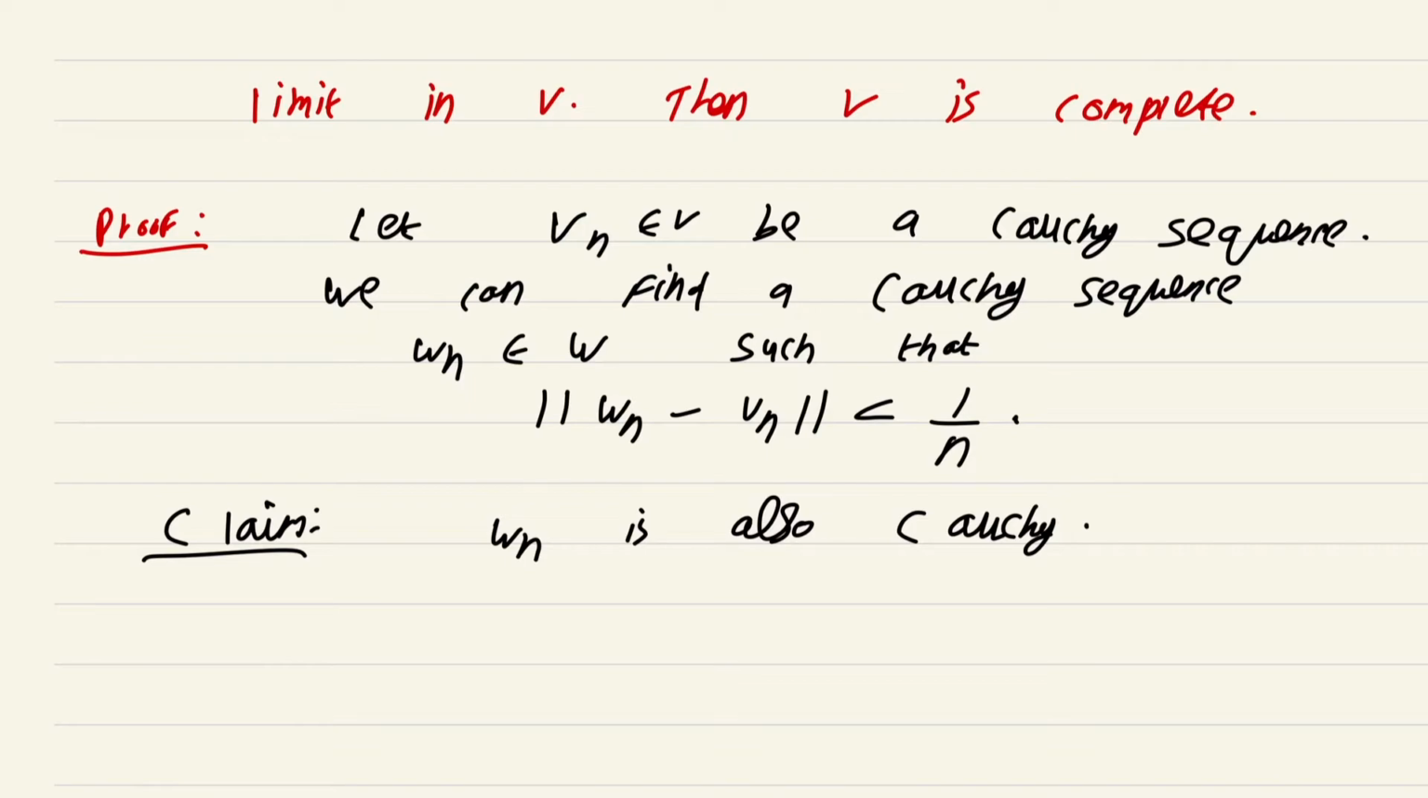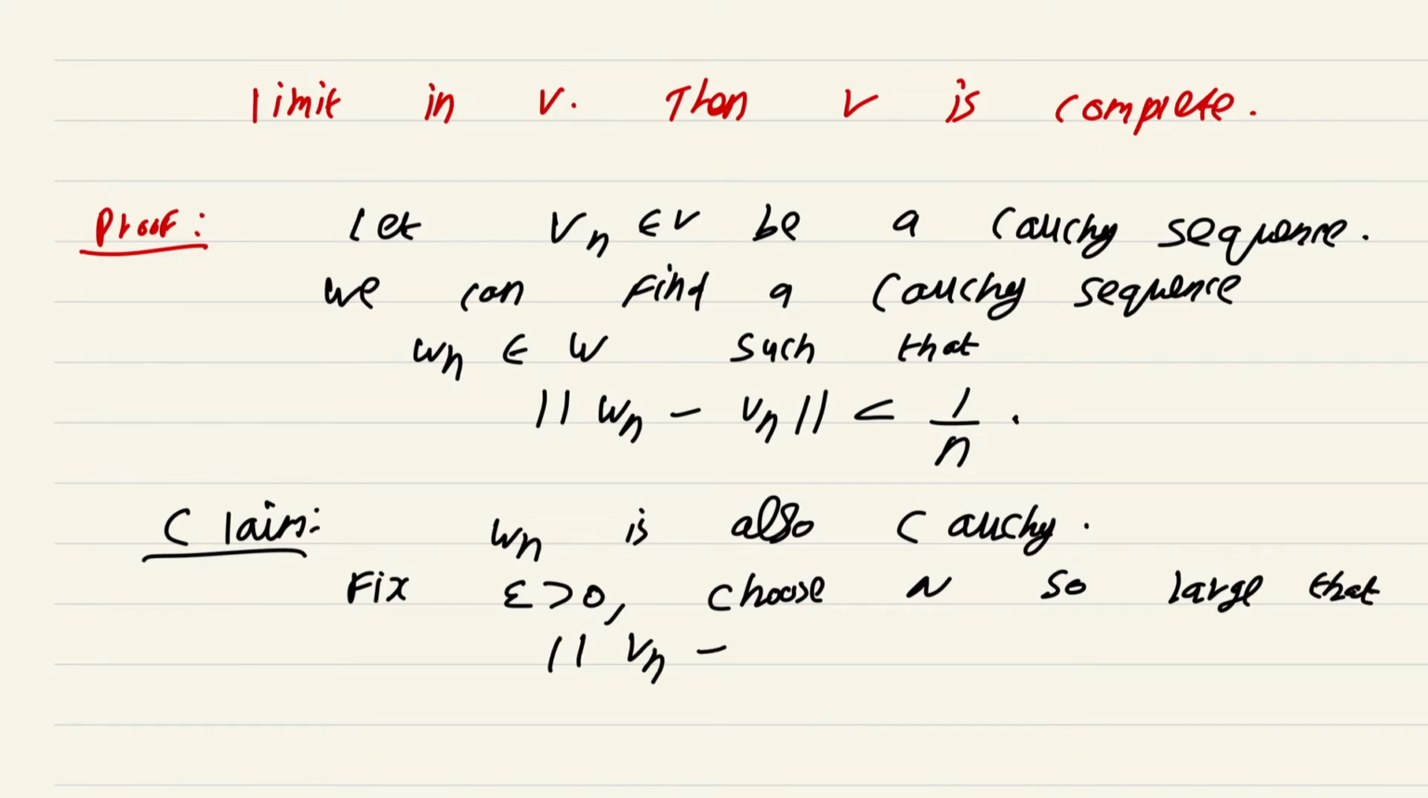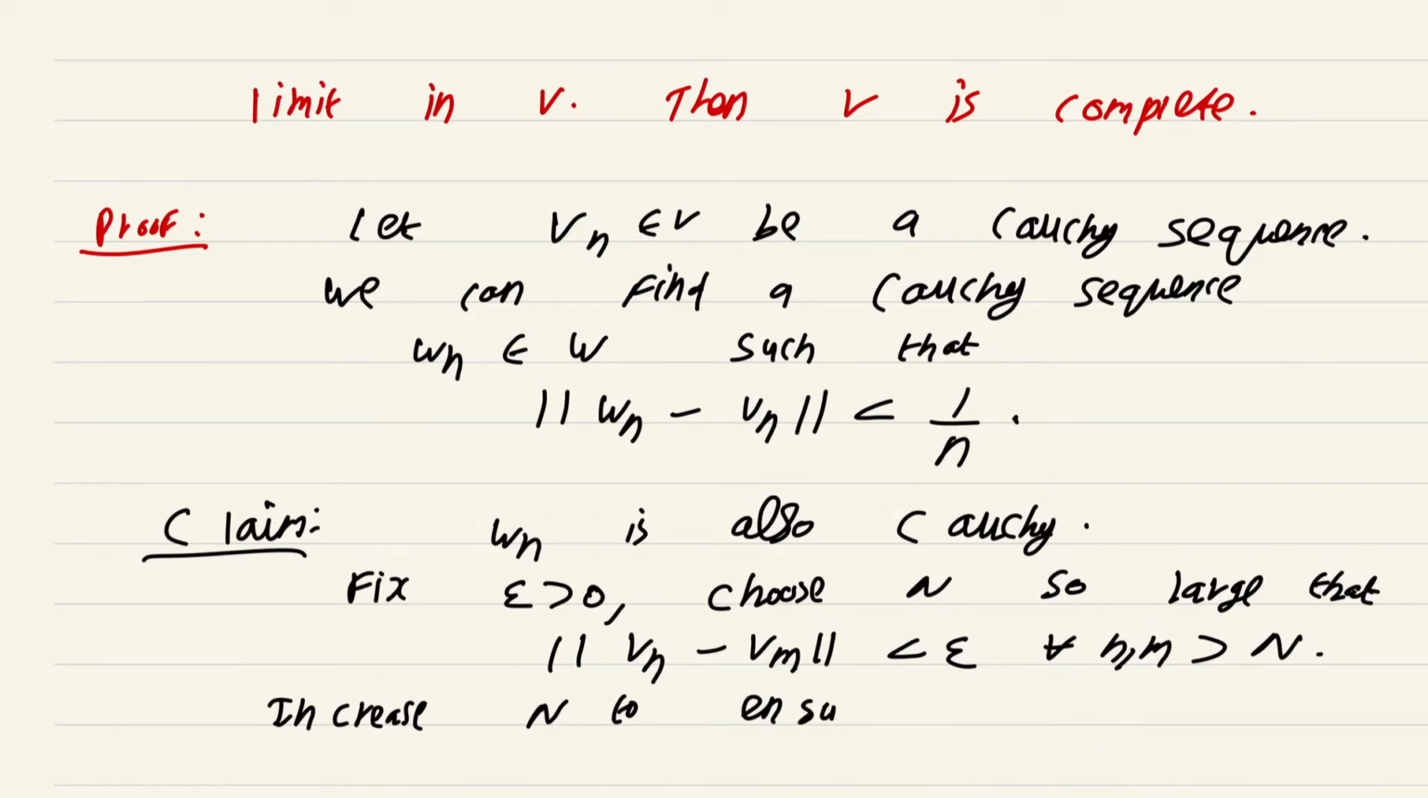Okay. Now, how do you see this? Well, fix epsilon greater than 0. Choose capital N so large that norm Vn minus Vm is less than epsilon for all n, m greater than capital N. This is of course possible because Vn is a Cauchy sequence. Increase N to ensure 1 by n is also less than epsilon.